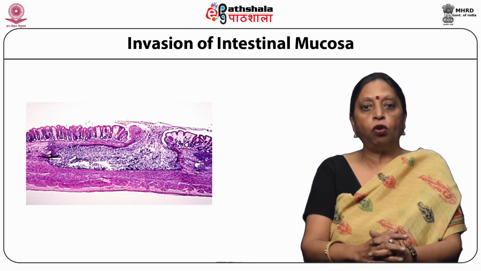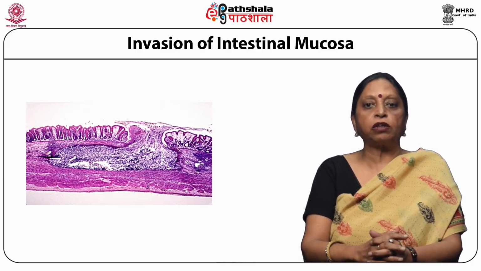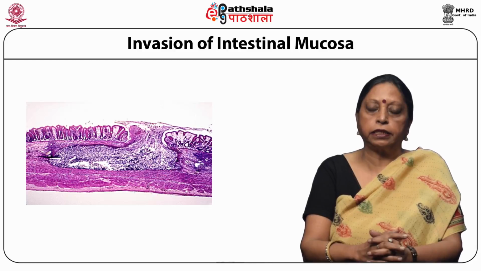Now, invasion of the colon and cecum actually takes place at the intergranular site of the intestinal mucosa, as the site is of low resistance for the trophozoite. Tissue destruction caused by Entamoeba gives rise to flask-shaped amoebic ulcers.